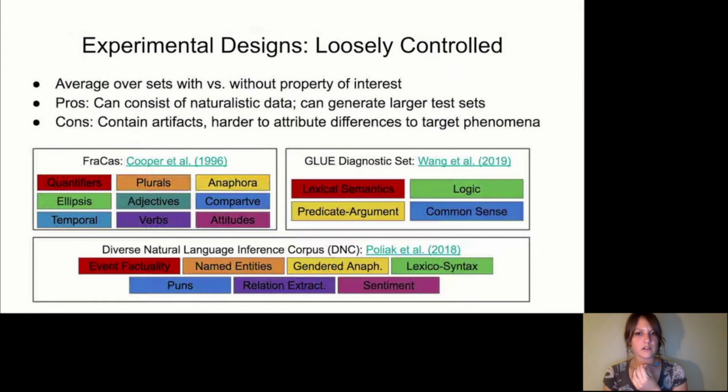And so we can use naturally occurring data much more organically, and we can generate much larger test sets. But the con is that the trade-off for that is it could contain artifacts. And so we don't actually know. It's much harder to say that if your model is excelling on the lexical semantics split of the GLUE data set, whether it actually understands lexical semantics or whether it's, by some happy coincidence or not so happy coincidence, picked up on artifacts in training that allow it to perform well on that set without really understanding the phenomenon we care about.